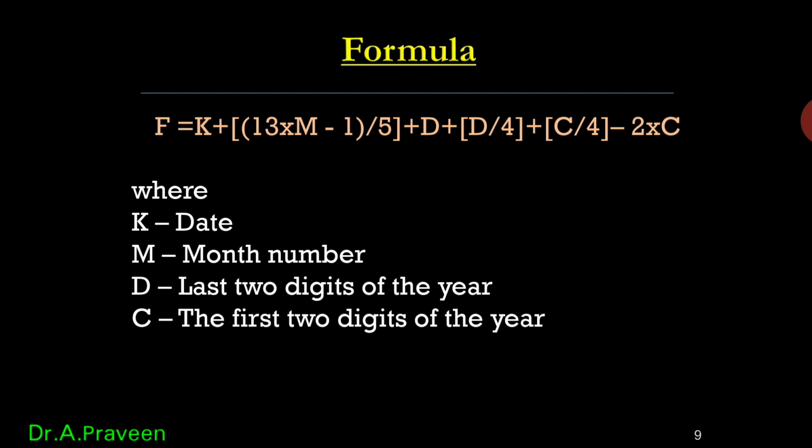Here K stands for the date, M is the month number, D stands for the last 2 digits of the year and C is the first 2 digits of the year.